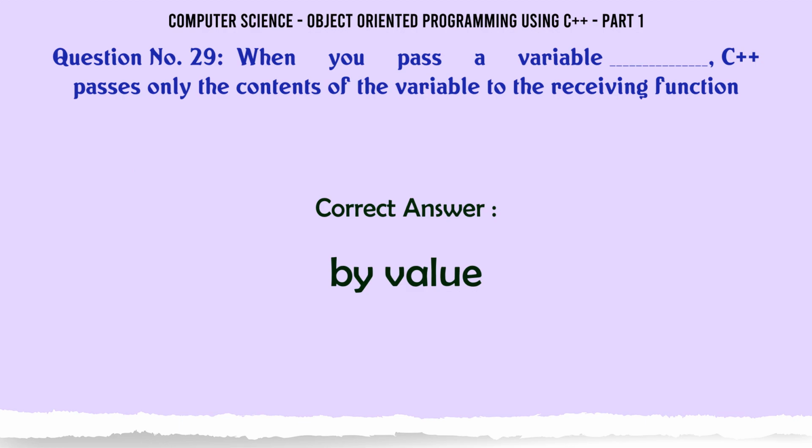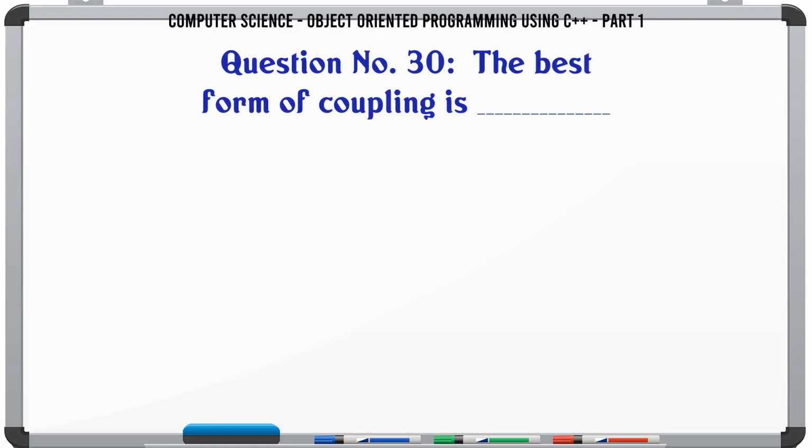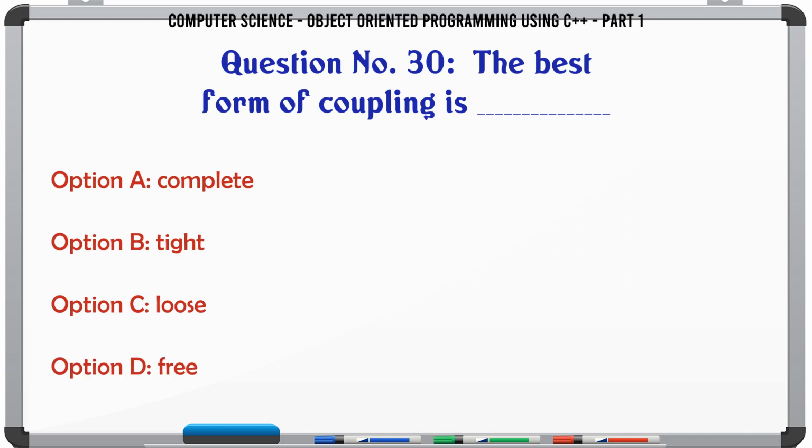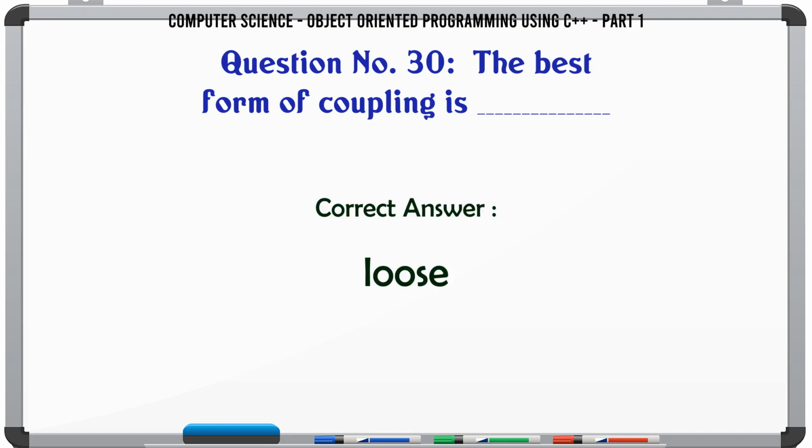The best form of coupling is blank. A. Complete, B. Tight, C. Loose, D. Free. The correct answer is loose.